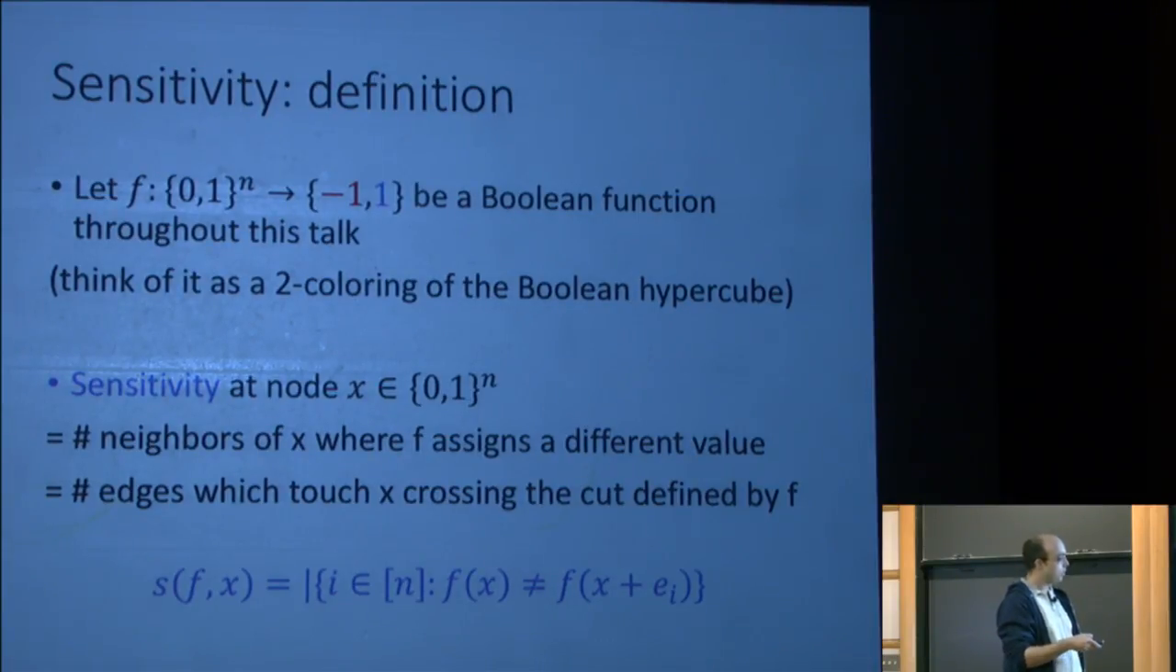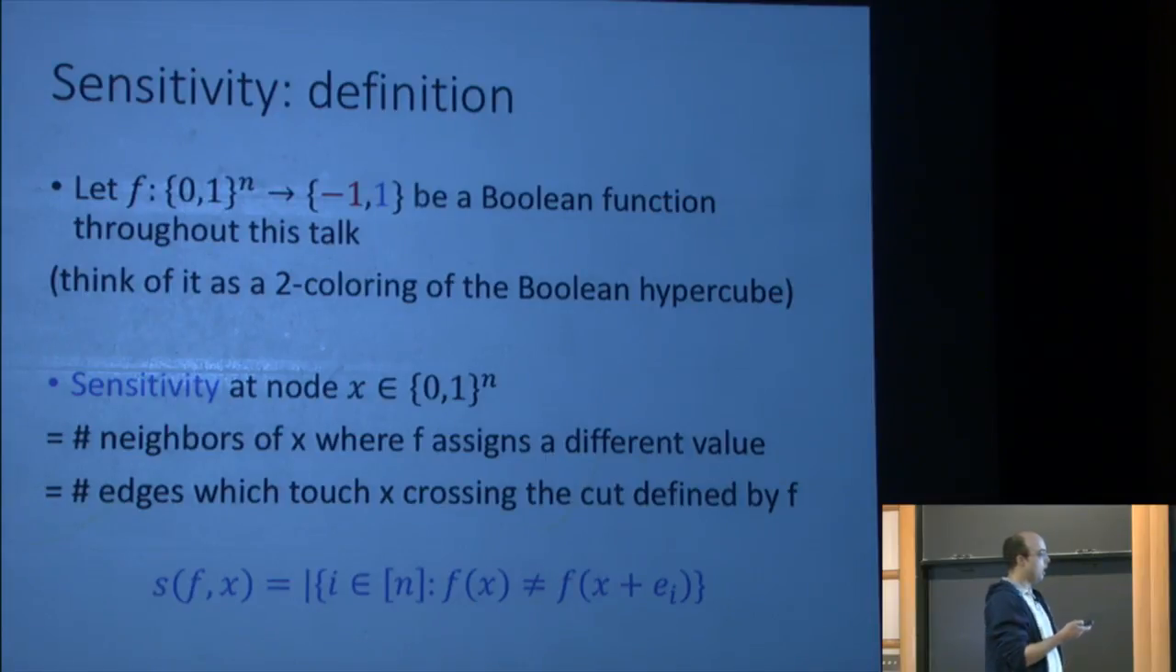Or a third way of defining the same thing, just to make sure that we're all on the same page. It's the number of directions i in [n], where [n] denotes the set 1 to n, such that if I take the value of f on the node x and compare it to the value of the function on x with the ith bit flipped, which I denote x^i, I get different values. Okay, so hopefully it's clear.